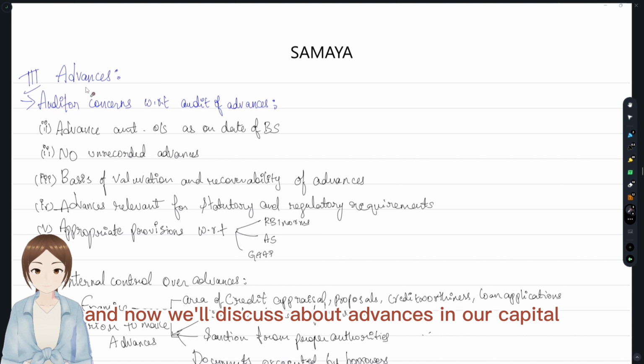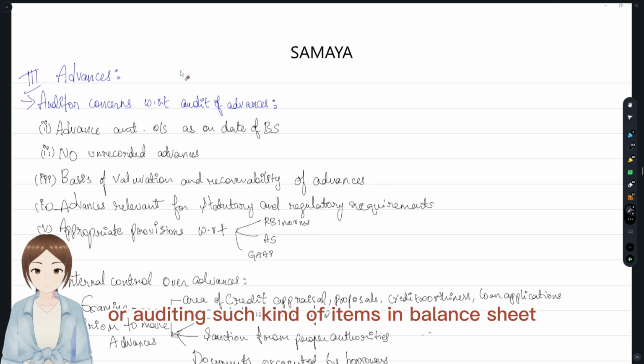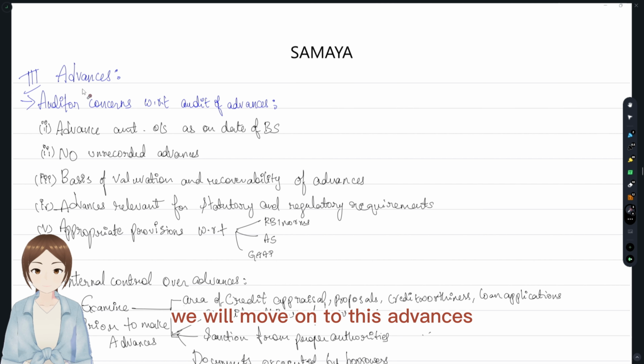And now we'll discuss advances and capital. What are the things we have to check for auditing such items in the balance sheet? With no delay, we'll move on to this. Advances. Auditor concerns with regard to audit of advances: what all he has to check for.